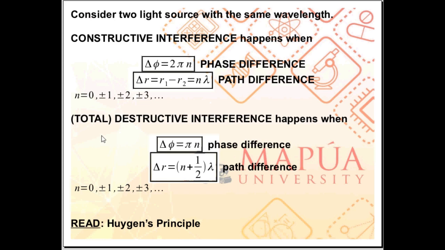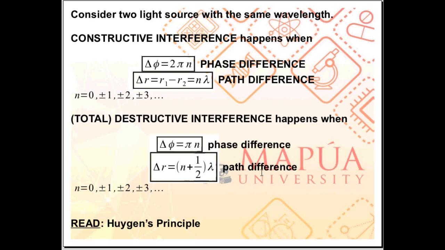For total destructive interference to happen, the phase difference must be equal to pi n, while the path difference delta r must be equal to (n plus 1 half) lambda. Again, n here is equal to 0, plus minus 1, plus minus 2, plus minus 3, and so on.